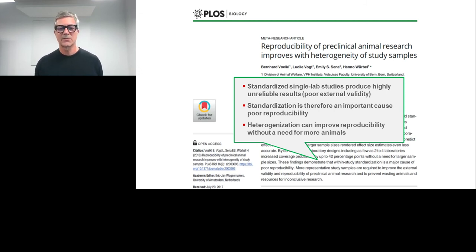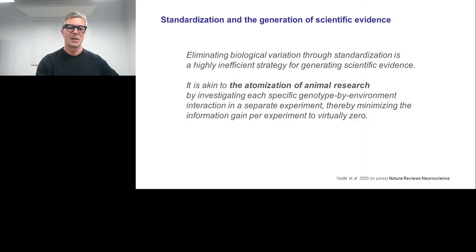And what we propose is that instead of standardizing study populations, we should actively heterogenize study populations in order to improve the reproducibility. And this can be done without the need for more animals if we use advanced experimental designs and statistical methods. So eliminating biological variation through standardization is a highly inefficient strategy for generating scientific evidence because it means that each specific genotype by environment interaction will be studied in a separate experiment, and this is akin to the atomization of animal research. And as such, each of those very specific studies will contribute very little to our information gain.